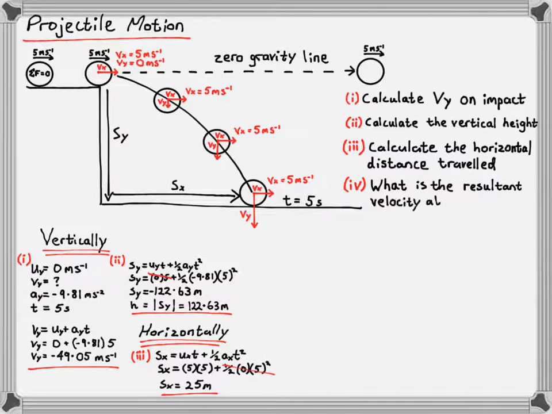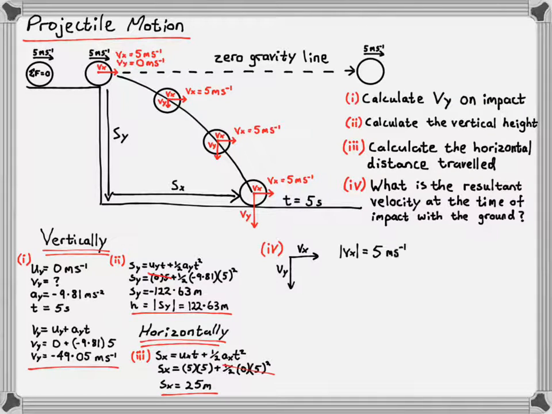What if we wanted to calculate the resultant velocity at the time of impact? So the resultant velocity means the resultant of this horizontal component and this vertical component. Pause the video, try to solve this question. So hopefully once you've covered vectors and vector addition and resolving vectors and resultant vectors and all that, this is pretty straightforward. We have two vectors, Vx and Vy. The magnitude of Vx is 5 meters per second. The magnitude of Vy is 49.05 meters per second. And I want this resultant vector.